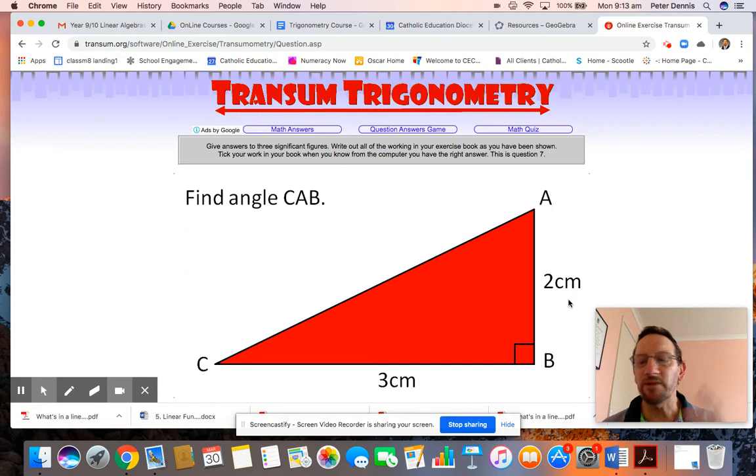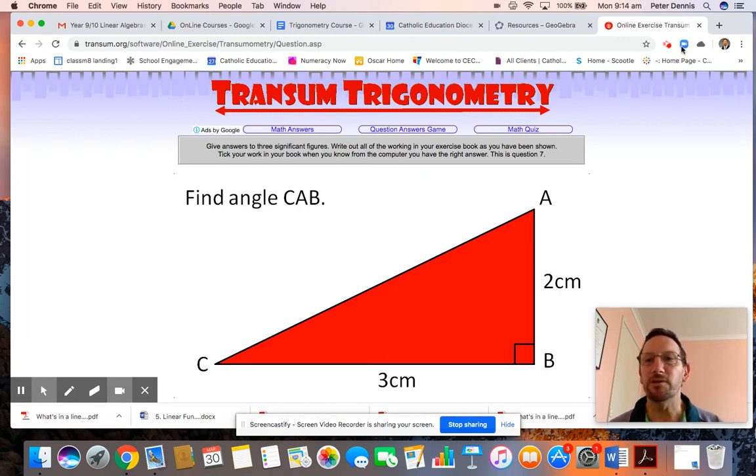Now it's just straight into your calculator. But remember, whenever you're finding an angle, you have to press shift. So it's going to be shift tan 3/2. So shift tan 3 divided by 2. And you've got to be careful, so I'll do that again and use brackets: shift tan, and I'll put it in brackets, 3 divided by 2 equals 56.3.